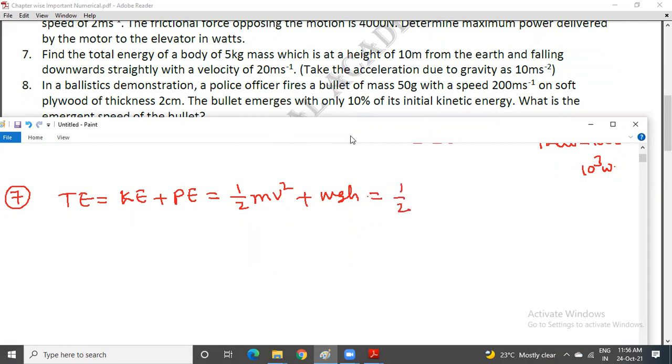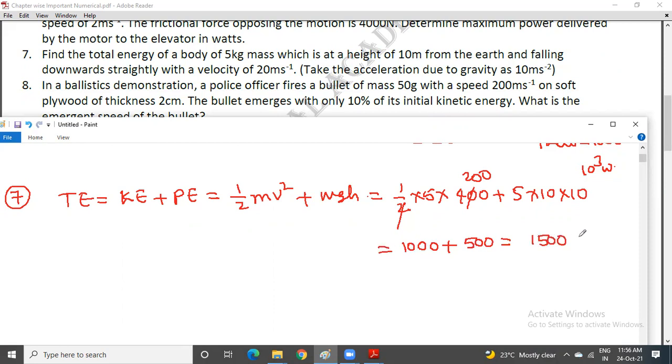Half m. How much is m given? 5. v given 20. 20 square is 400, plus once again m is 5, g is 10, and h is also 10 meters. So therefore, this is going to be 200. 200 into 5 is 1000, plus this is going to be 500. So the total energy is 1500 joule.